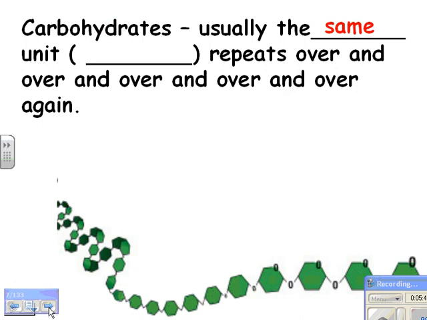So with carbohydrates, usually you have the same unit, usually glucose, and it repeats over and over again. Does not seem to convey a lot of information.